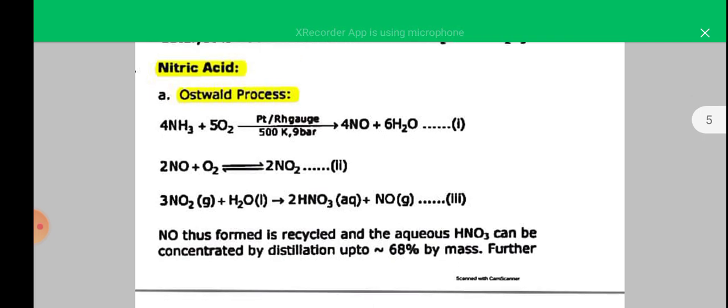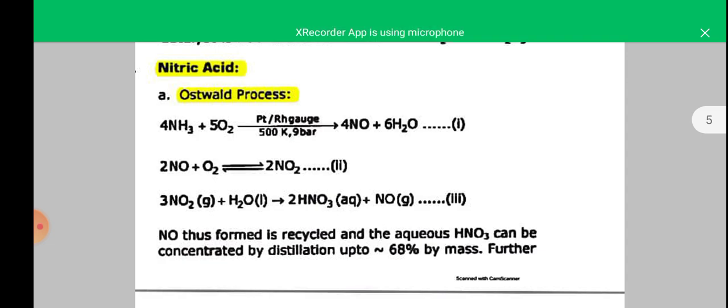Nitric acid, preparation of nitric acid. When ammonia gas reacts with oxygen gas, 4NH3 + 5O2, in the presence of platinum and rhodium catalyst, Pt and Rh, at 500 Kelvin temperature and almost 9 bar pressure, ammonia gas combines with oxygen gas, 4NH3 + 5O2, to give 4NO + 6H2O.